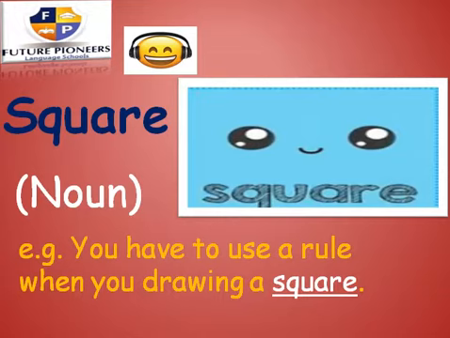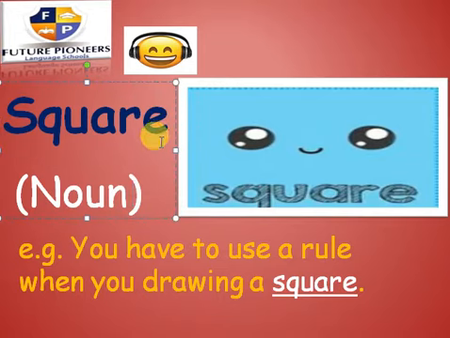Okay, let's move to the next word, which is, as you can see, square. And it's a flat shape with four sides of equal length and four angles at 90. It's something related to geometry. You're gonna know about it later. But let's know now that this is the shape of the square, as you can see. Square. And is it a noun or a verb? A noun. So one more time. Square. Do you remember that?